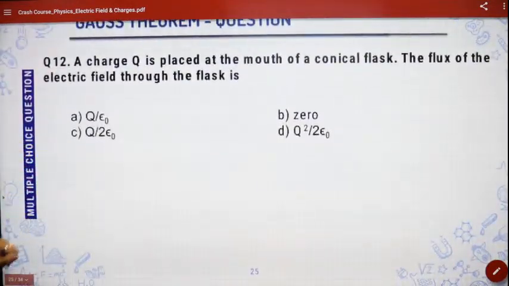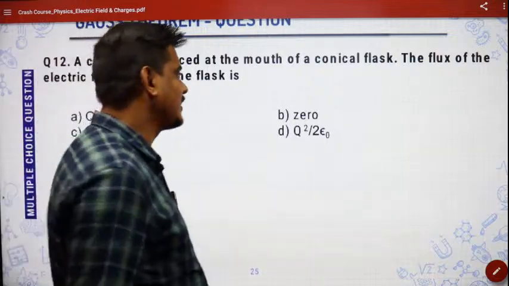So a charge Q is placed at the mouth of the conical flask. Very beautiful question this is.